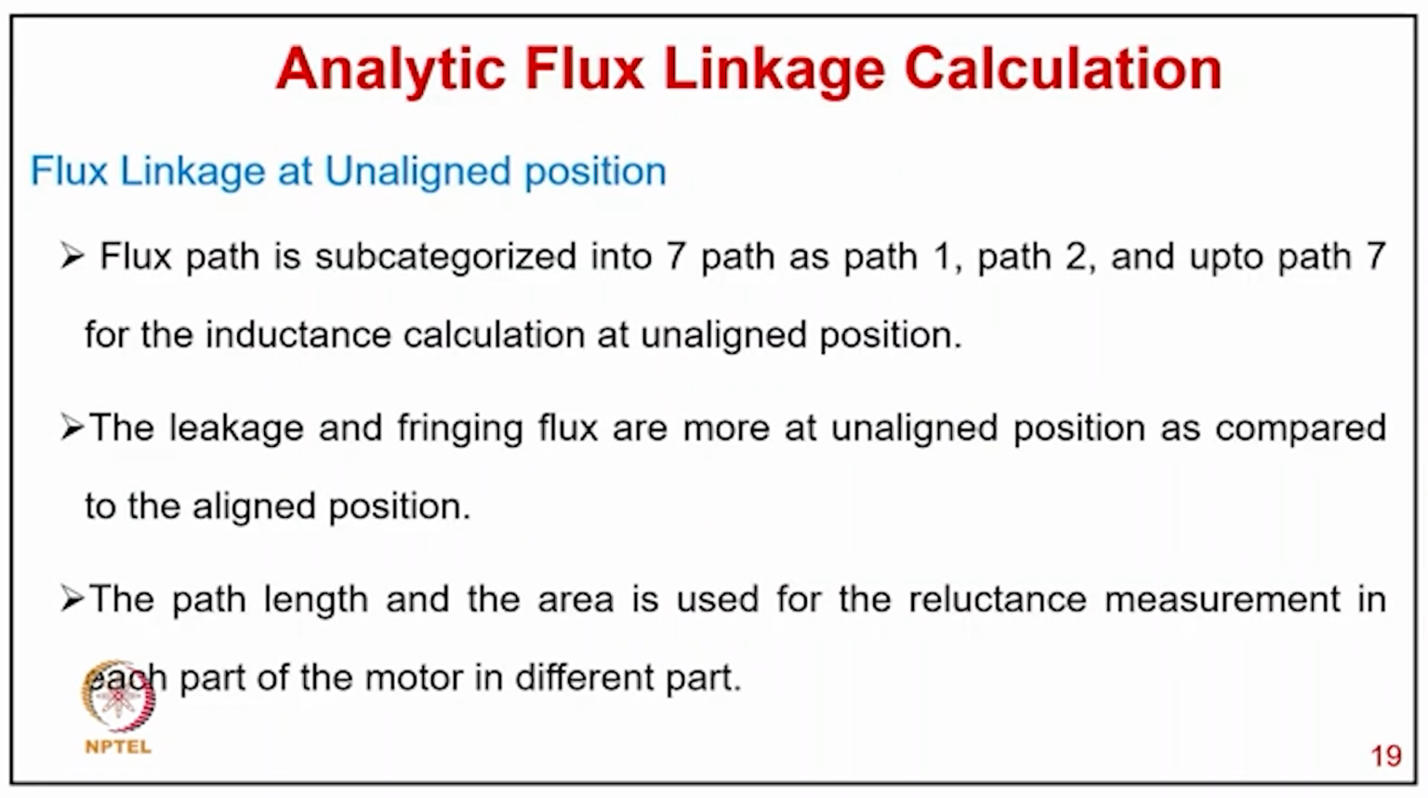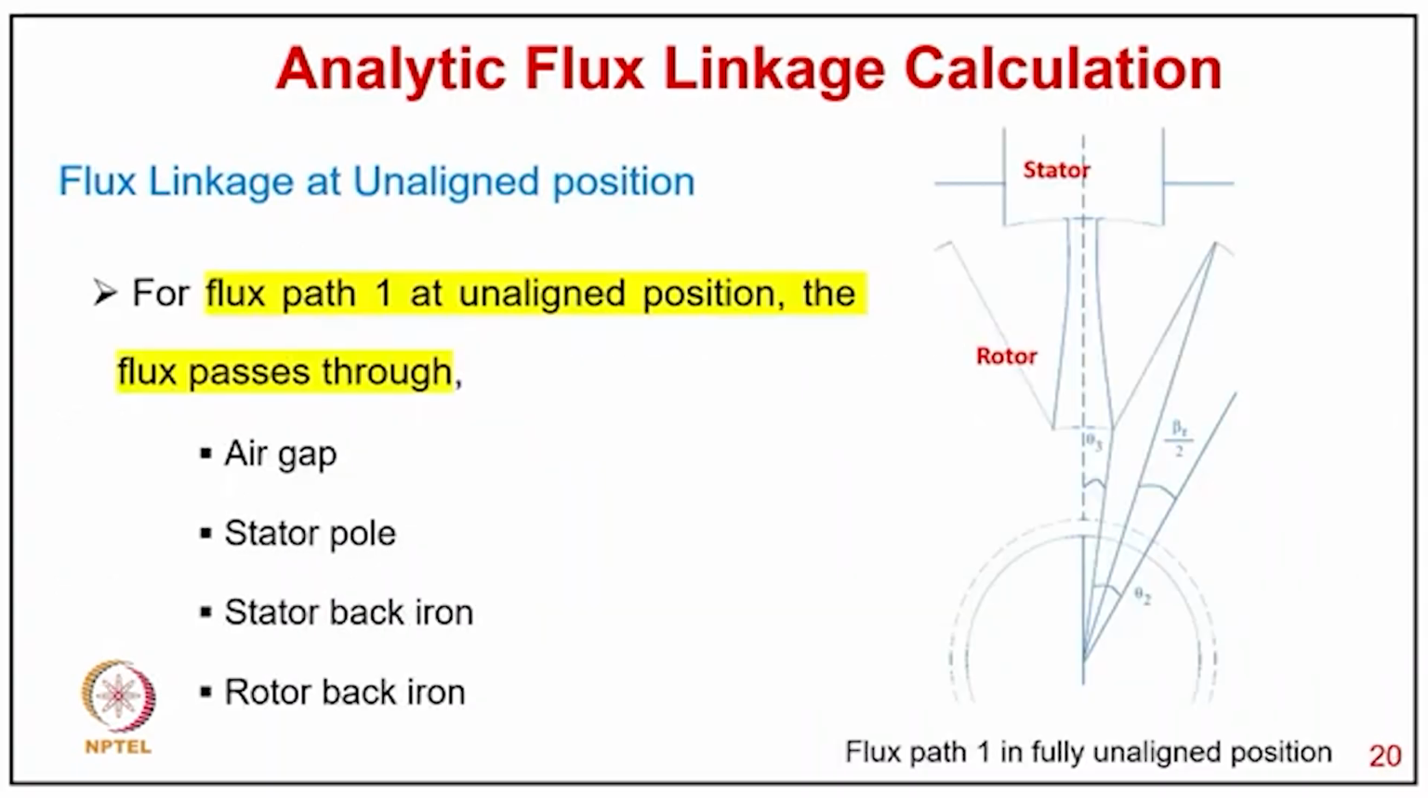So flux linkage at aligned position is more complicated. The flux linkage is subcategorized into 7 parts, path 1, 2, 3 and up to 7, for inductance calculation at aligned position. The leakage and fringing are more at the unaligned position as compared to the aligned position, and the flux, the path length and the area are used for the reluctance measurement in each part of the motor.